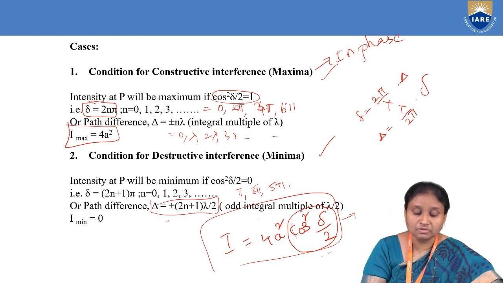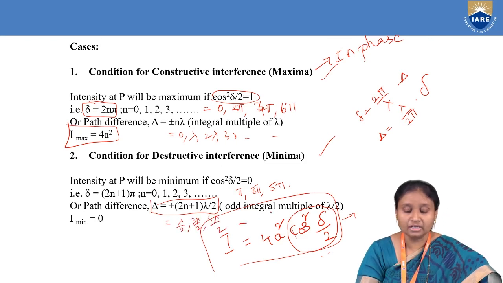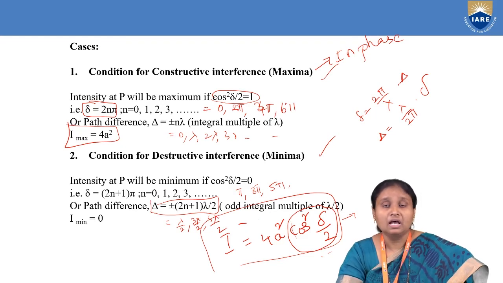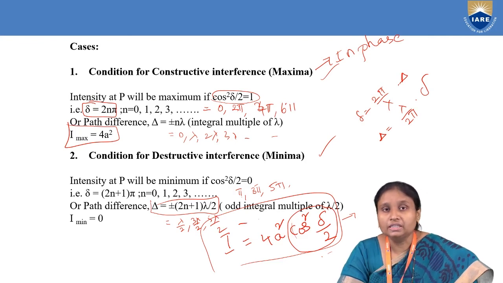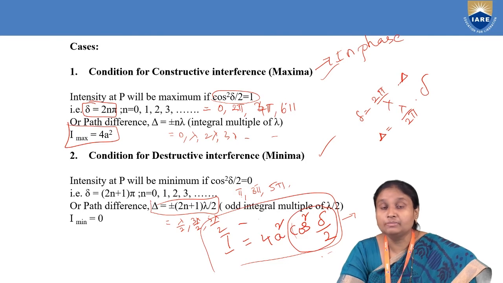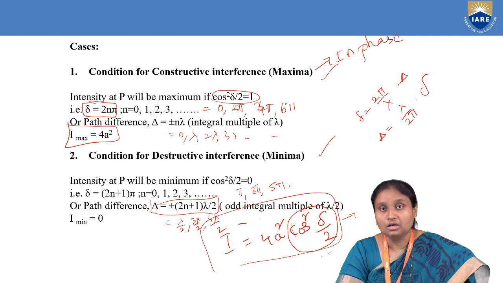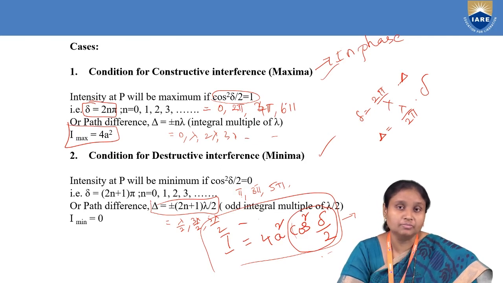So what are those values? You will have lambda by 2 and then 3 lambda by 2 and then 5 lambda by 2 and so on. So these are the values for path difference. And what is our intensity? Because of destructive interference, intensity will be 0. So one important thing we have to understand here is when we say minimum intensity is 0, we are talking about completely 0 or dark fringe. There won't be any intensity. So complete intensity will be 0.